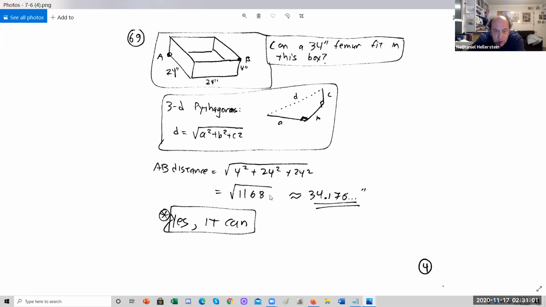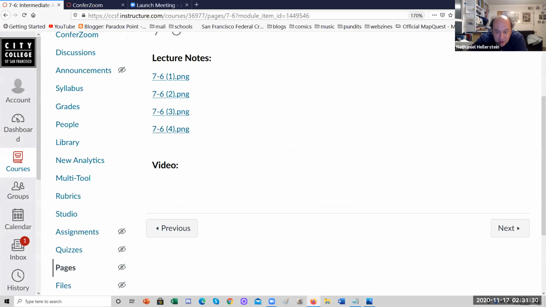This comes out to root 1168, which is 34.176, which is just a bit bigger than 34 inches. So yes, I suppose it can, but I'm a little worried if a femur has bulbs at both ends, it might not fit in that corner after all. And I suppose if this is a fossil femur or something, I should pack it up with shredded paper or cotton or something, whatever. Okay, so there's that. Okay, I believe we're completed here.